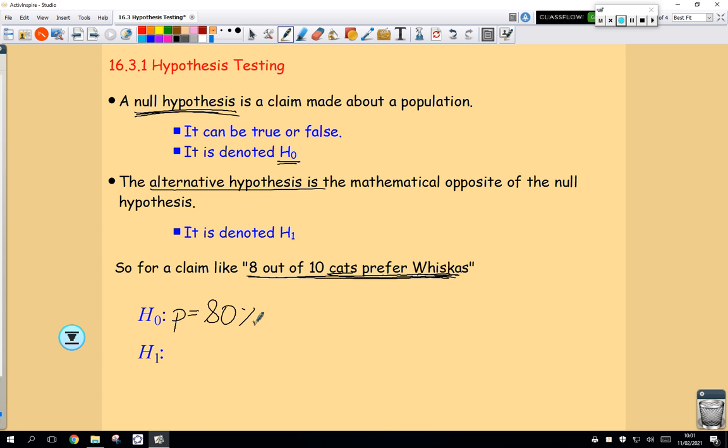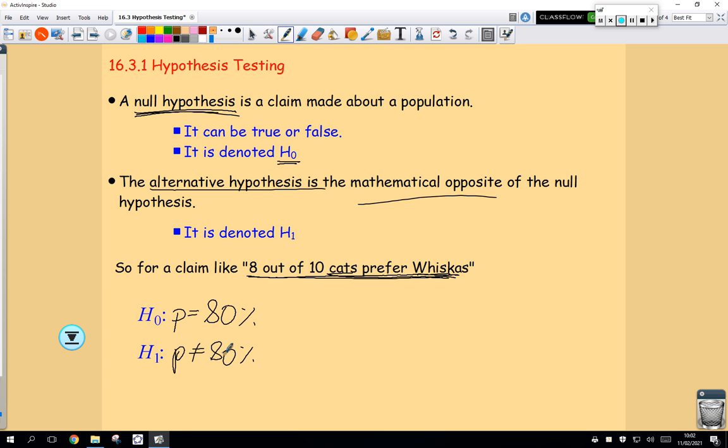The alternative hypothesis is just the mathematical opposite of this. So it's the opposite of saying P is equal to 80%. Well, what's the opposite of saying P is equal to 80%? The opposite is saying that P is not equal to 80%. So one of those things is true. Either the population proportion is 80% or the population proportion is not 80%. That's it. There's no other ground to be filled. All possible outcomes looked at there. P is either equal to 80% or P is not equal to 80%.